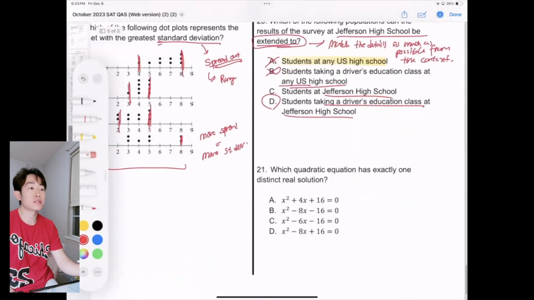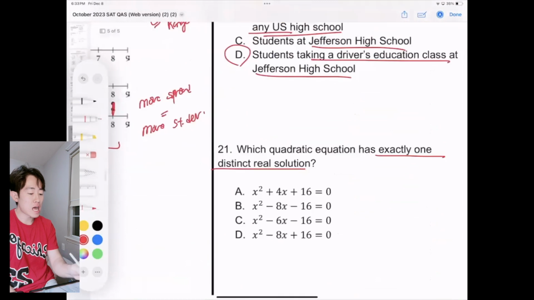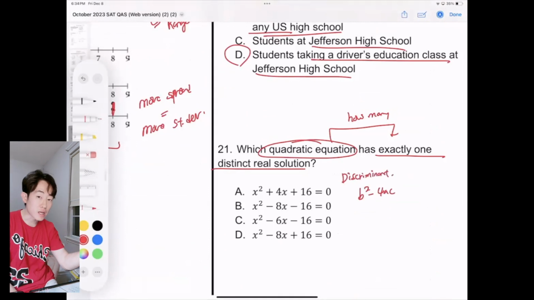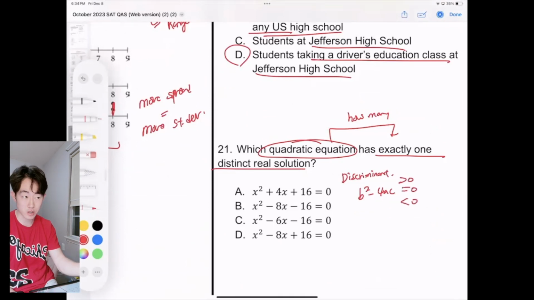Okay, so we'll wrap up this video with question number 21 because it's on this page as our last problem. Which quadratic equation has exactly 1? If there's a quadratic and it tells you how many, that's your cue. Write down the word discriminant. Discriminant allows you to discriminate against 3 different sets of results. Greater than 0, equal to 0, less than 0.